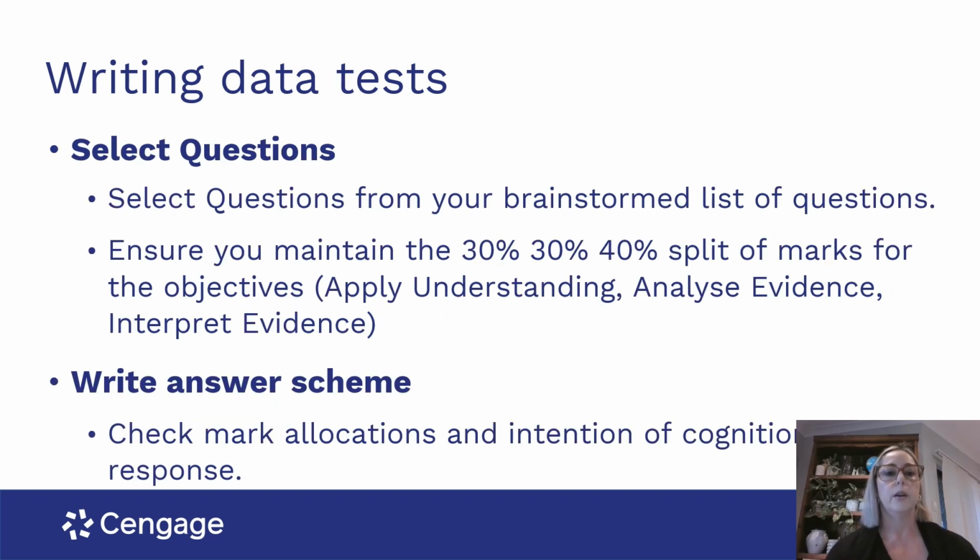Once you've brainstormed, select the questions that match the data sets from your brainstormed list. And like I've said before, maintain the 30%, 30%, 40% split of marks. So 30% of marks should come from apply understanding, 30% from analyze evidence, and 40% from interpret evidence. Once you're happy with how everything looks, write your marking scheme and check your mark allocations, and check that the answer you write matches the intention of that cognition in the first place. That's really important.